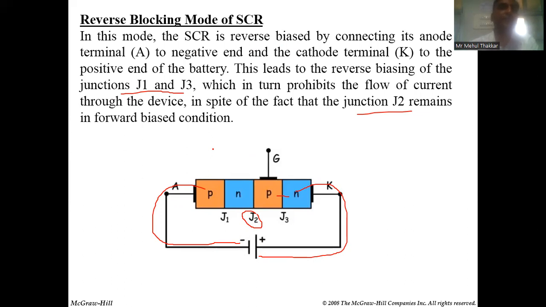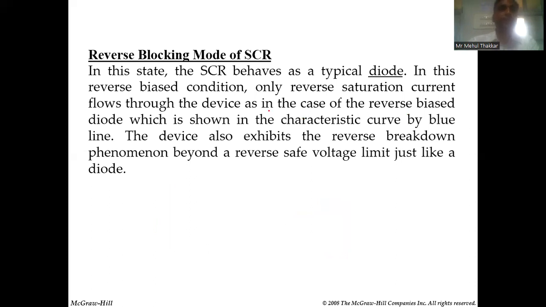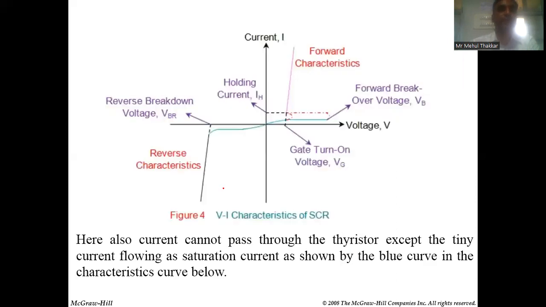So SCR will behave the same as what you are learning in diode reverse bias. Same way, the SCR in reverse bias will have a very small current that is due to the minority charge carriers, and we will not have any current flowing through the SCR in the reverse blocking mode. Same as the diode in reverse bias, there will not be current. Beyond some limit, if you increase the reverse voltage, what will happen? The breakdown will happen, and you will have a high current flowing through the SCR. I will explain it through the characteristic.